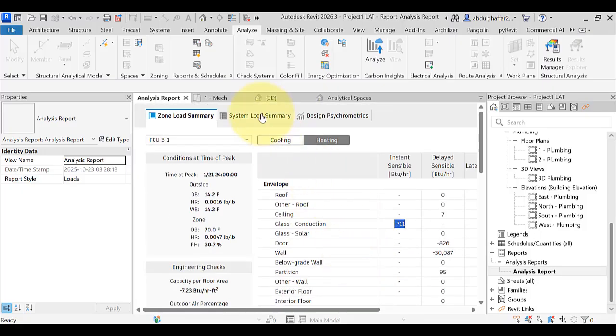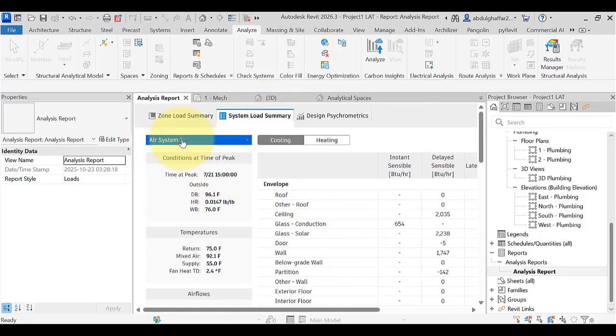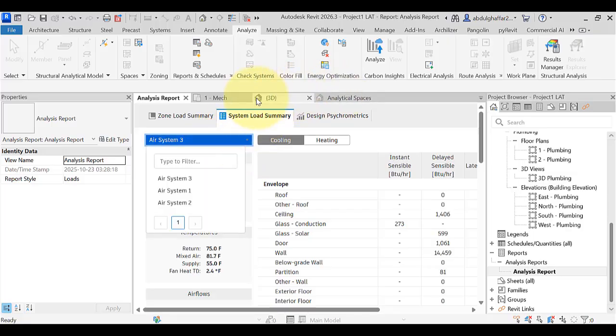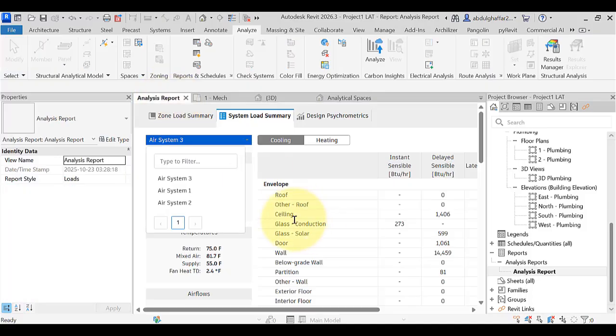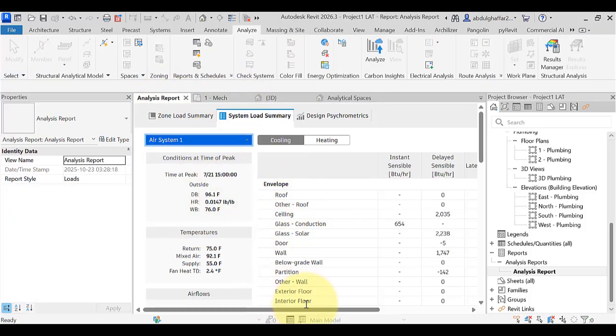So the second report is the system load summary. We have three: air system 1, air system 2, air system 3. This means that we can place a separate air handling unit for each zone. Like for this zone we can add outdoor air, and we can also add internal air, and then supply air through duct. We can place an air handling unit for this space. So at this space we can select.